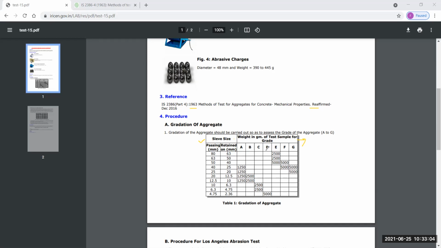Here the weight of the sample passing 80 and retained on 63 mm is 2500 gram. Here also 2500 gram each, passing 63, retaining on 40. Here we also have other gradings of aggregate, E and F, and so on. So we get our grading of aggregate in tabular form. Next, what do we do?